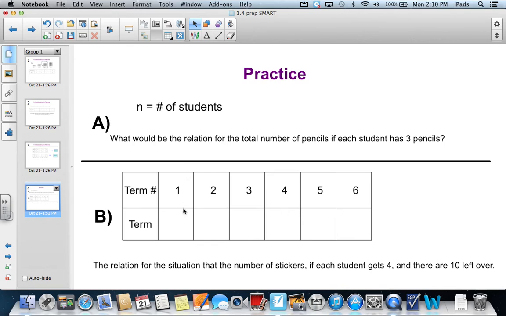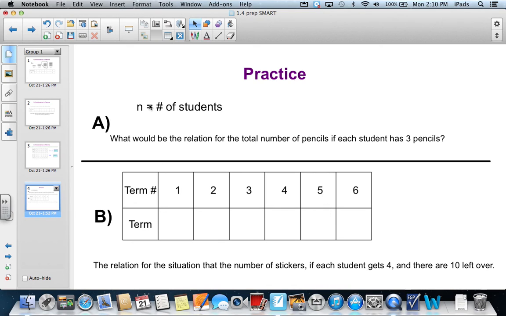So if one student got 4 stickers and there were 10 left over, how many would there be? If there were 2 students and they each got 4 and then there were 10 left over, how many would there be total? If there were 3 students and they each got 4 stickers and then there were still 10 left over, what would the term be? If the term number is 4, if each student gets 4 stickers and there are 10 left over, what would the term be? 5 students, they each get 4 stickers and there are 10 left over.